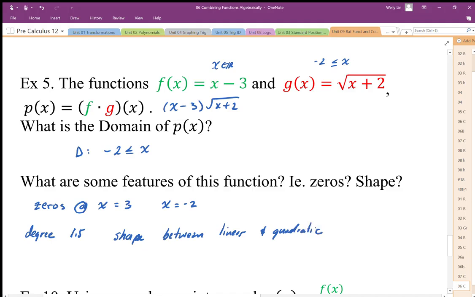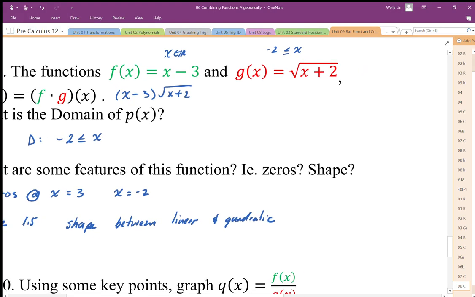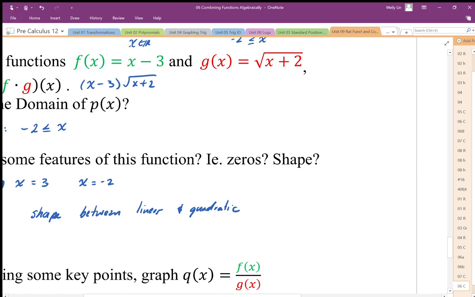And when we actually graph this function, and again, I don't really expect you to know what this graph looks like, what we do know is it starts at negative 2, we have a 0 at 3, and the shape is somewhere between a quadratic and a linear function. It's not quite symmetrical, it's asymmetrical. Maybe something like that. But the shape is somewhere between a linear and a quadratic function.